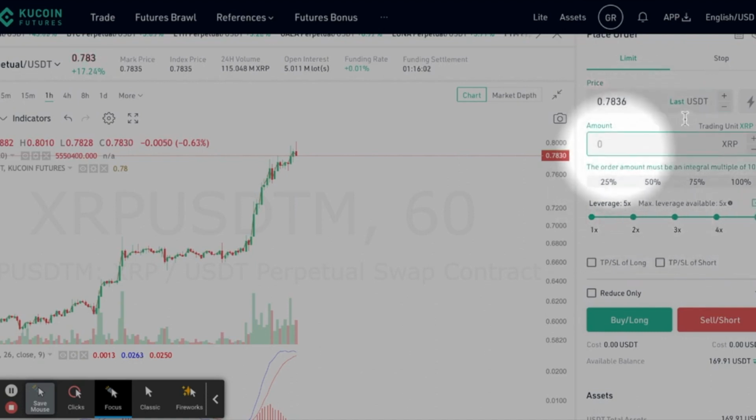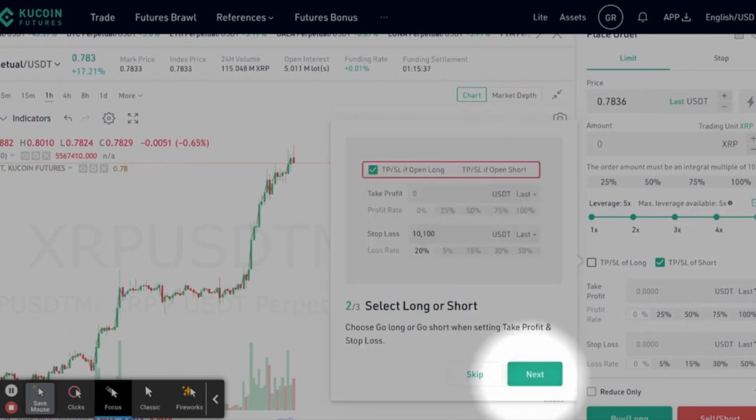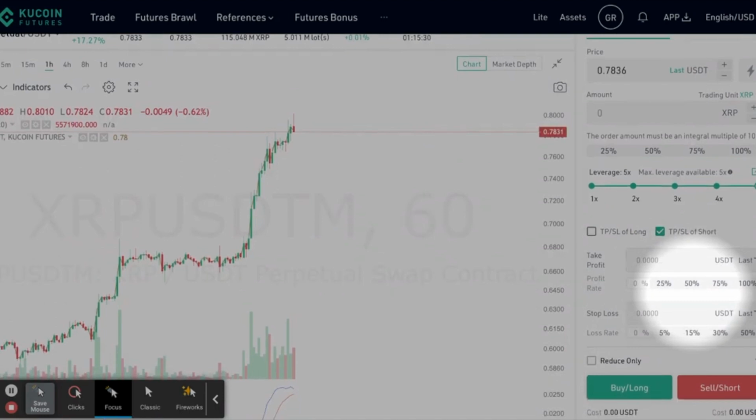Now I need to figure out how much XRP I actually want to buy. Since I want it to go down, I'm shorting it. I'm going to come over here and do TP stop loss of short. This runs you through exactly what you see happening. I'm going to go short on it. You want to make sure you're doing the right thing on this one.